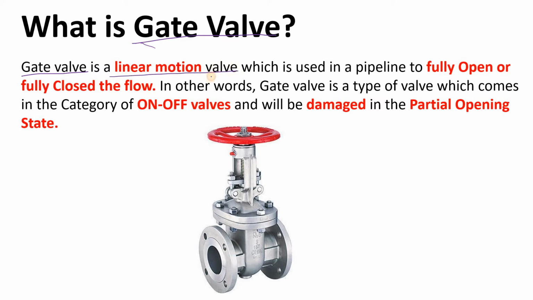In the last video we discussed the valve and the types of valves. We discussed the classification of valves, and there we saw that valves are of two types. The first one is the rotary type, where we discussed the ball valve and plug valve, and the second type of valves are the linear motion types, where we discussed the gate valve and globe valve. Got it? So a gate valve is a linear motion valve, which is used in the pipeline.